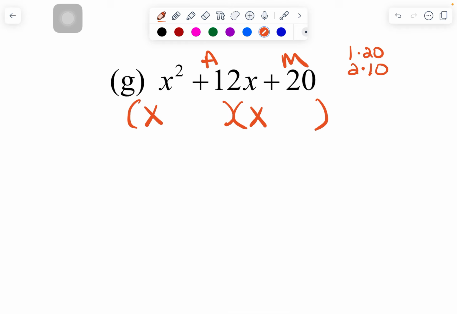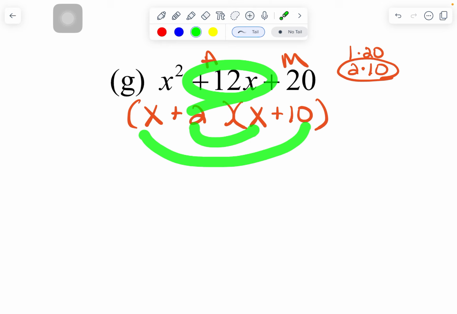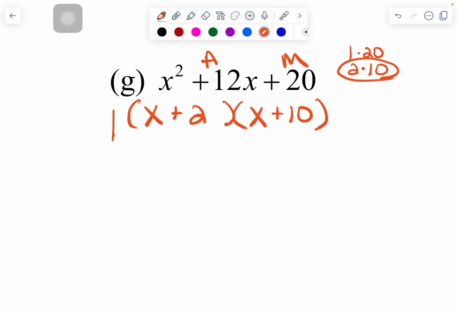Yes, I know there are other things that multiply to 20, but if you find the right values, you found the right values. So let's go with plus 2, plus 10. Quick check to make sure it works. X times x is x squared. 2 times 10 is 20. 2x plus 10x is the 12x. Everything worked out great. We have factored.